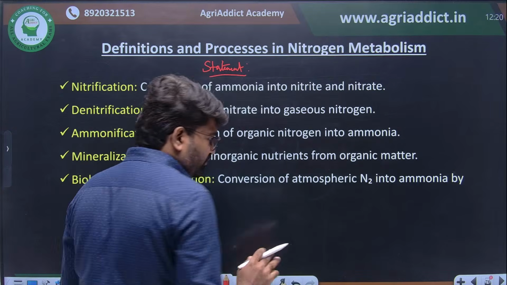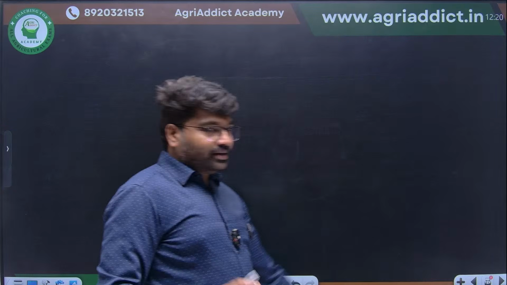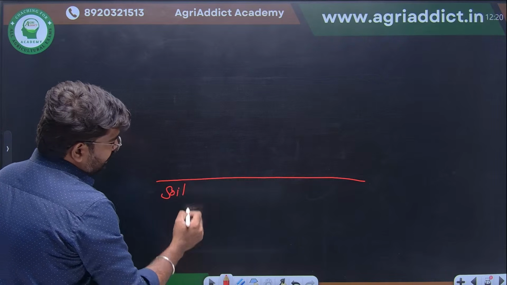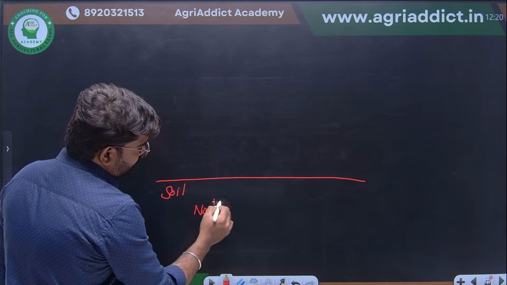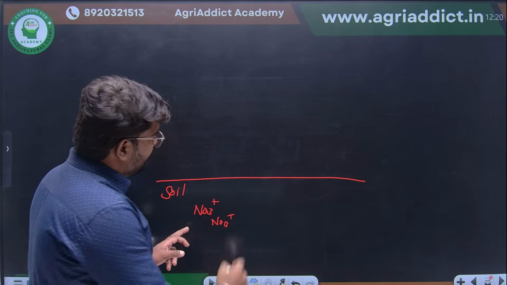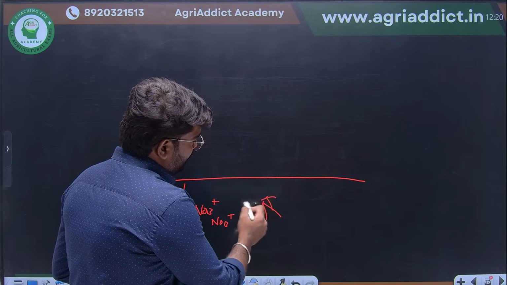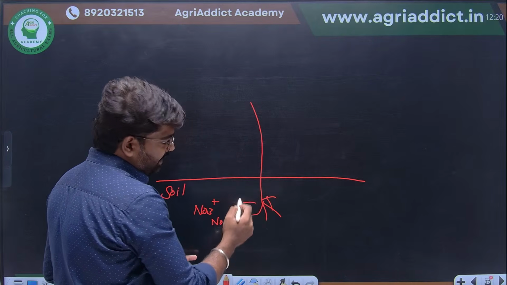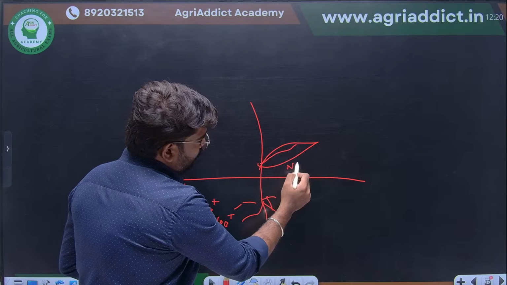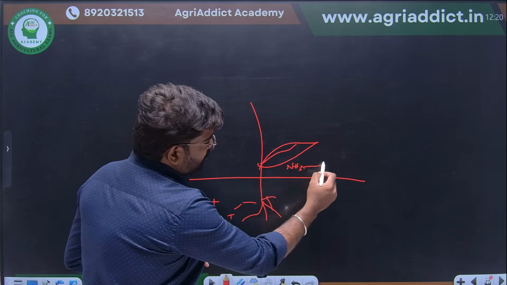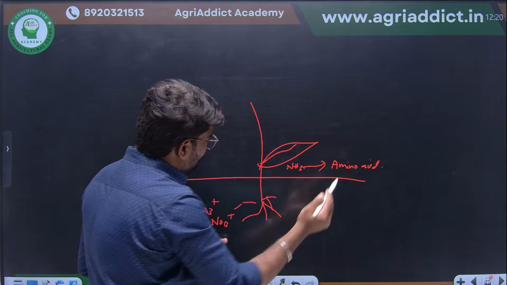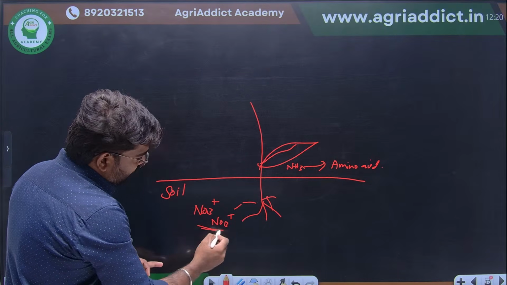If I am applying nitrate fertilizer in soil, for example, this is soil, and I apply nitrate fertilizer, this nitrate fertilizer will be taken up by the plant. Plant roots will uptake it. This nitrate will be converted into ammonia, and from this ammonia will be converted into amino acid. So there is the process of converting nitrate to ammonia.